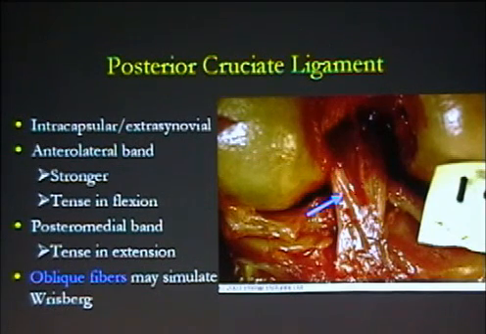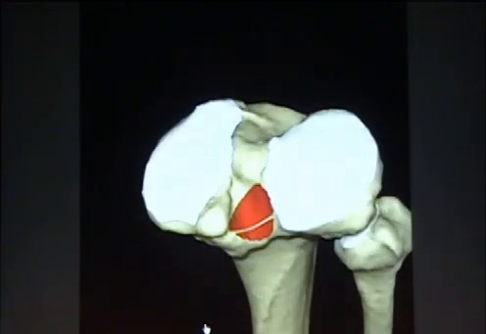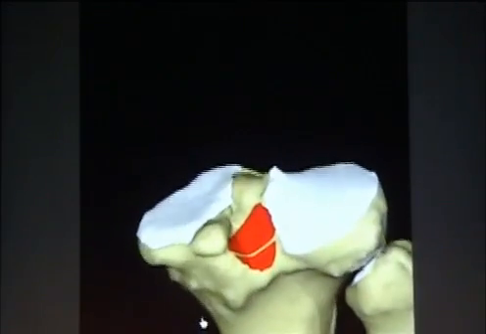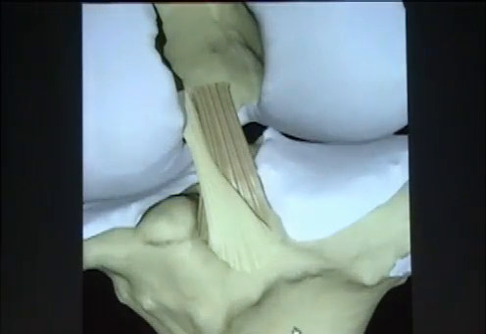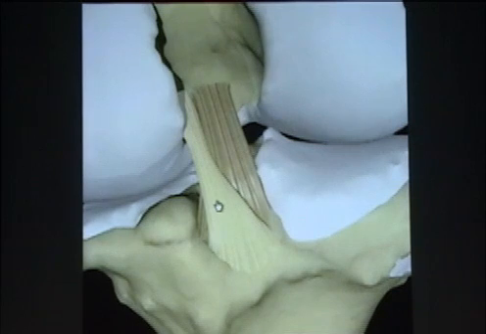This is a posterior view, which may simulate the ligament of Wrisberg. So if you remember, anterolateral band is tense in flexion, posteromedial tense in extension. This is the footprint left by the posterior cruciate ligament, posteromedial band over here, anterolateral. Now as you go through this movie here, you're going to see the bands change color a little bit. The whiter the band, the more tense it is.